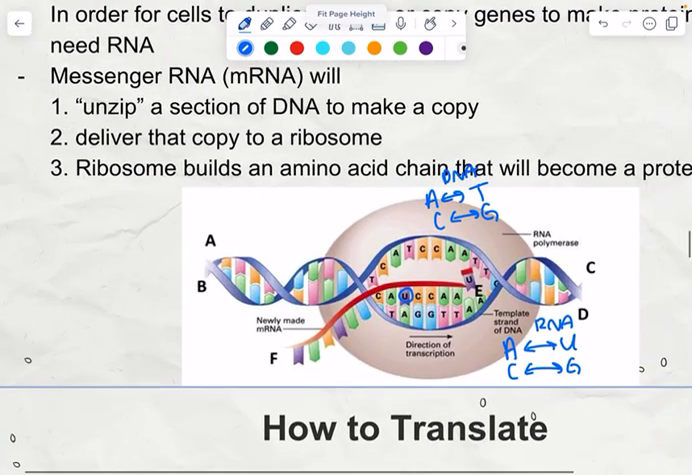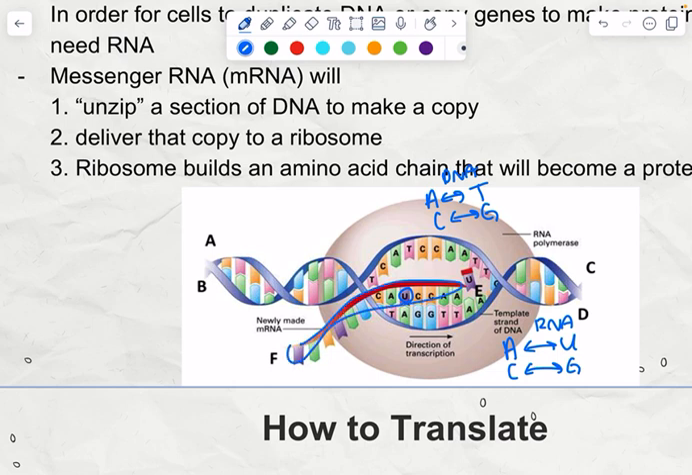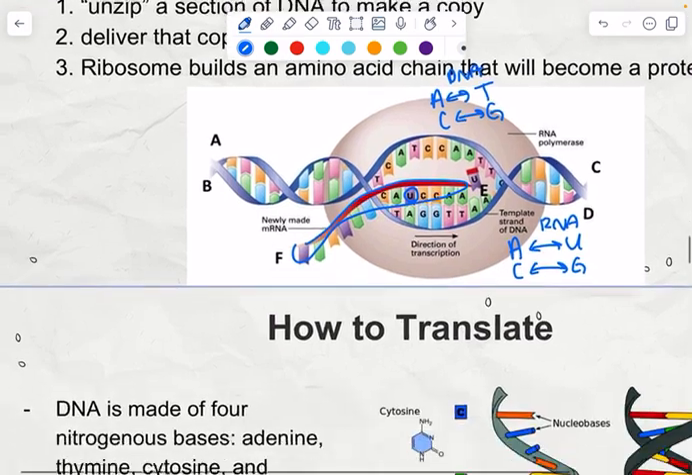All right. Now, once the RNA comes in and makes the copy of the DNA strand, this strand here will go to a thing called a ribosome in your cell, and that ribosome is what builds together the actual amino acid chain that will eventually become a protein to help your body function.